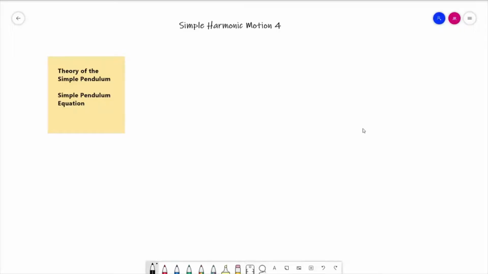Hello everybody and welcome to Simple Harmonic Motion Lesson 4. Now in the last lesson we looked at the theory of the simple pendulum and we came up with the simple pendulum equation for the time period, which was T is equal to 2 pi root L over g, where L was the length of the pendulum and g was the acceleration due to gravity.